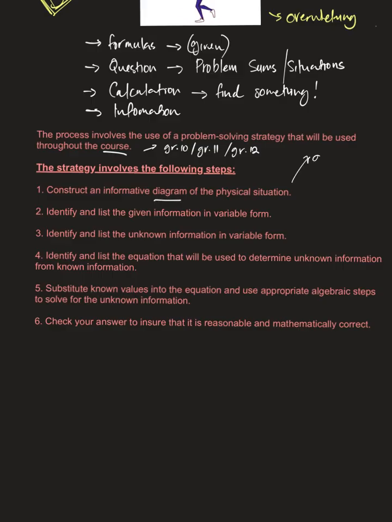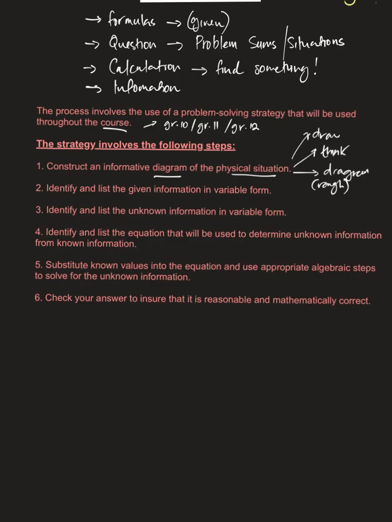So you can either draw, sit and think about it a little bit, or you can do a bit of a diagram as rough work, just an idea of the physical situation. Visualize what is going on. The second thing says identify the list of the given. Please make sure you're getting this information into your book of the given information.